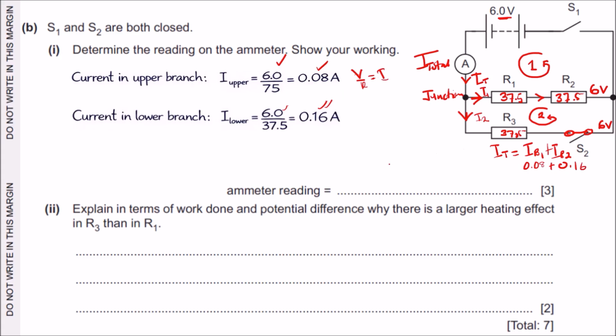So if we want the total current which is being read by the ammeter, we add the 2 currents, 0.16 bottom branch plus 0.08 top branch, we are going to get 0.24 amps. So all the working is shown, the current divider rule at the junction, and the voltage is being applied equally across all branches. Part 2 of beam.